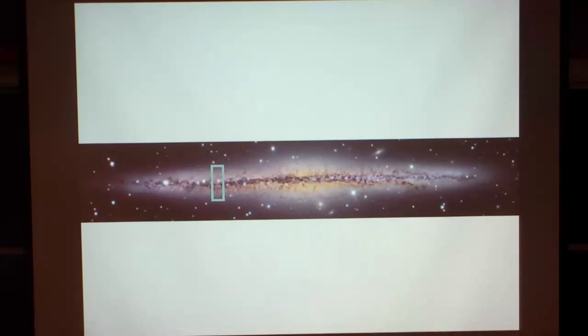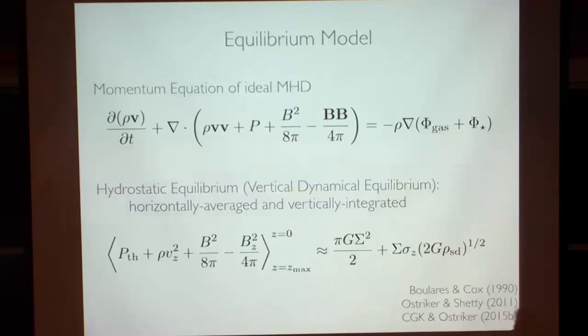So this is a simple one-dimensional picture we can think of, and then eventually if the star formation feedback is efficient enough, that's our assumption, and it will be proved by our numerical simulation, they will reach some equilibrium state, the so-called hydrostatic equilibrium, but it's not really static, so I prefer to call this a vertical dynamical equilibrium.